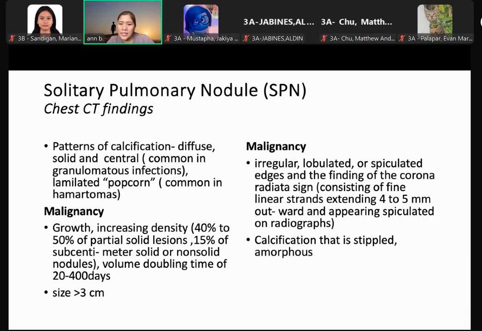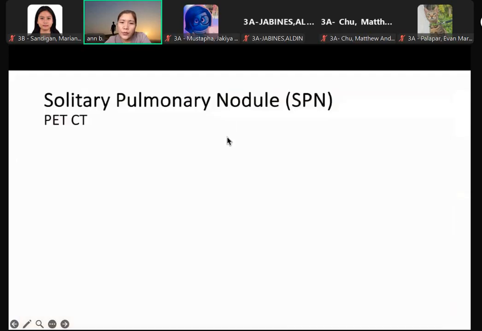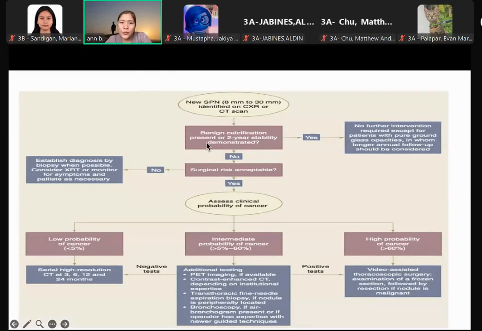So calcification that is stippled, amorphous. Again, when you work up those patients with new SPNs or request for a low-dose CT scan, if benign calcification, then you need to follow up this patient yearly or every 2 years. If it's stable, no further intervention would be required for the patient. But if the mass changes in size, is surgical risk acceptable? If yes, then proceed with surgical resection.